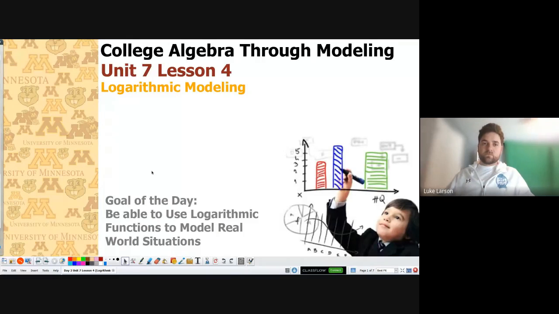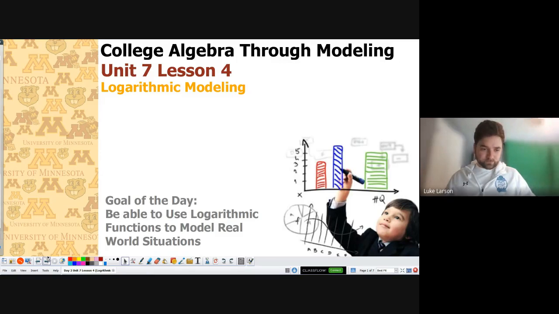All right, Unit 7, Lesson 4, Logarithmic Modeling. So today's lesson, we're going to learn how to use Desmos and some data points to model a logarithmic function and then make some predictions with it.